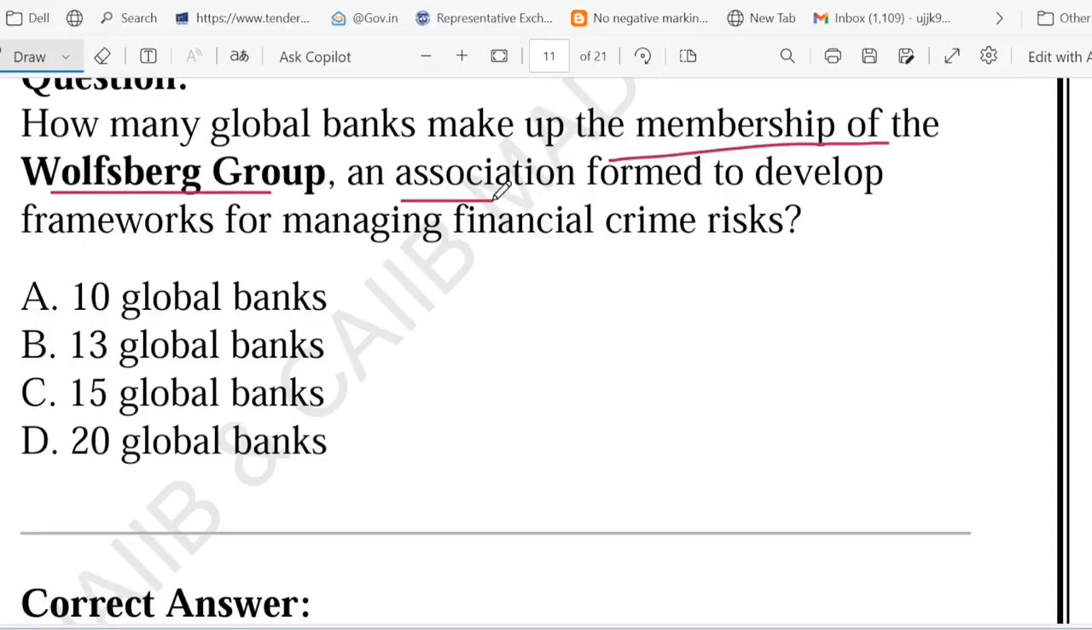Options are 10, 13, 15 and 20. Let's understand each option carefully. First of all, option A. Option A says 10 global banks. So this option looks close, but it is not correct. The group is slightly bigger, not 10. What is option B? Option B says 13 global banks. So this is the correct answer.